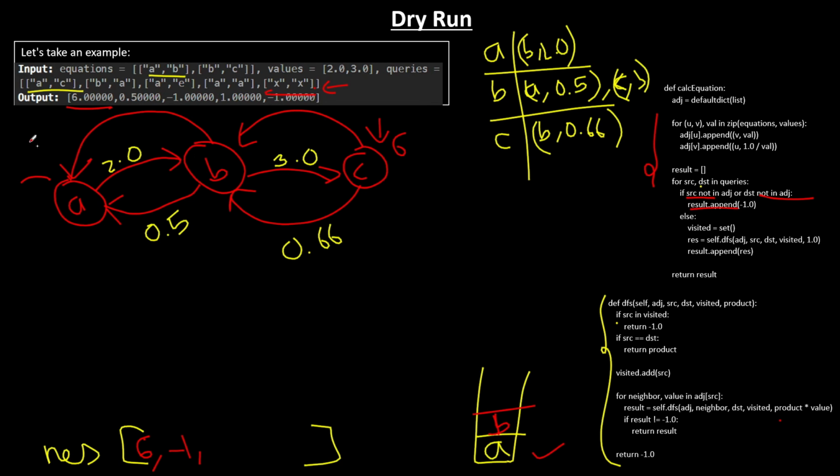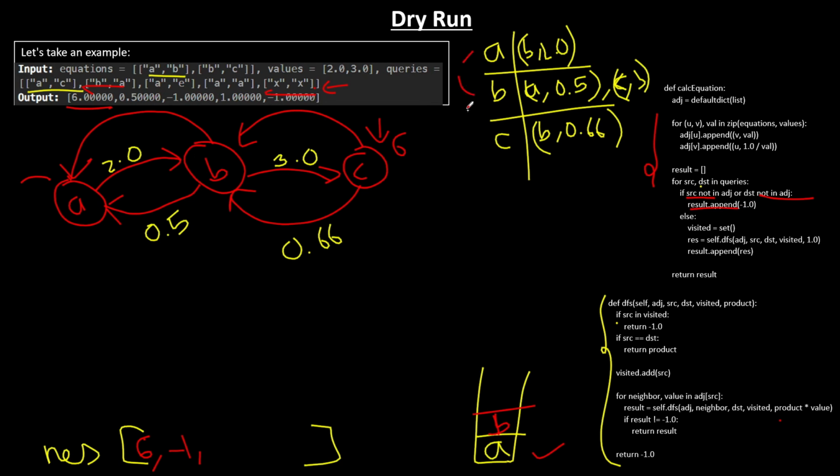Let's take b by a. Okay, this is a unique case. For the b by a, what happens for the query? We check if the source is in the adjacency dictionary or the destination. Either any of the one is there.